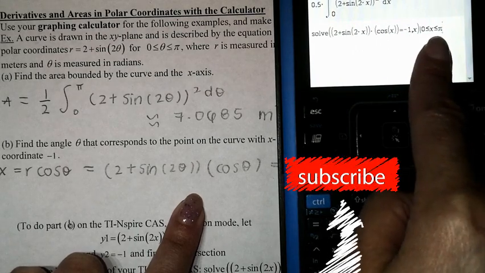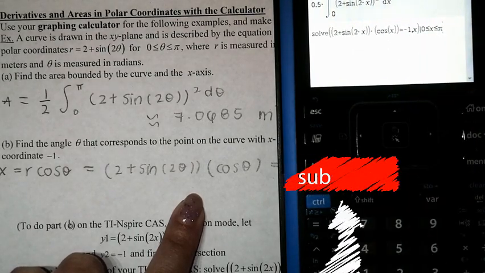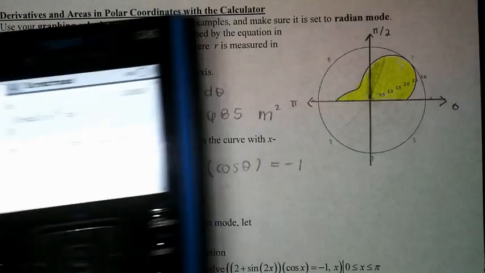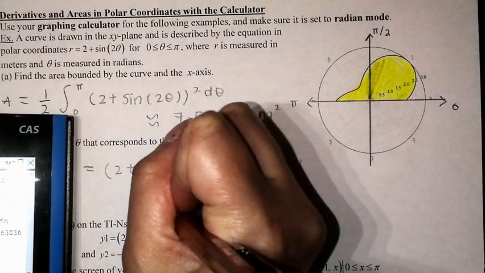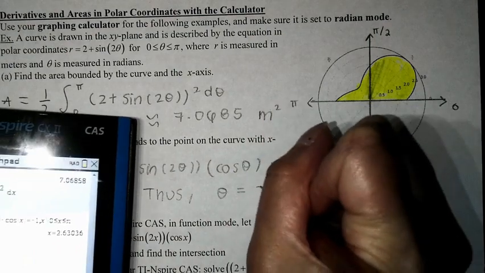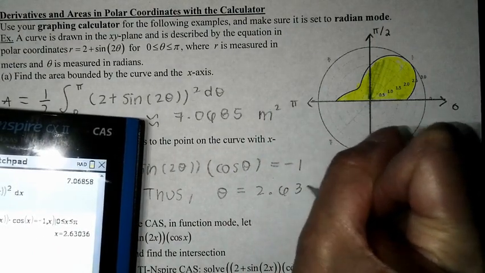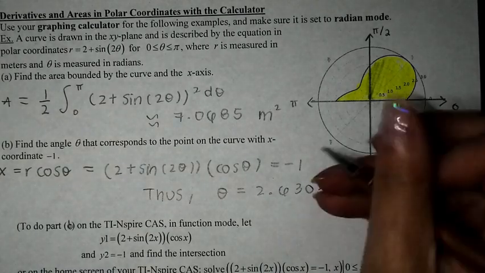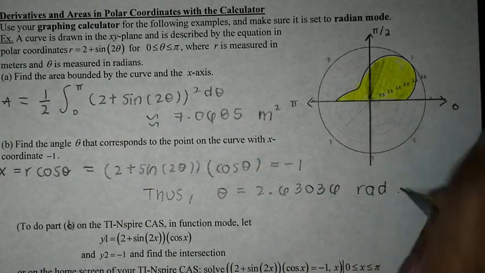So do you see it now? Now you click enter here, and you have that there's only one and only one solution. So you have that thus, what's the business here? Your angle theta is going to be equal to 2.6303, and this is going to be in radians. So you have that.